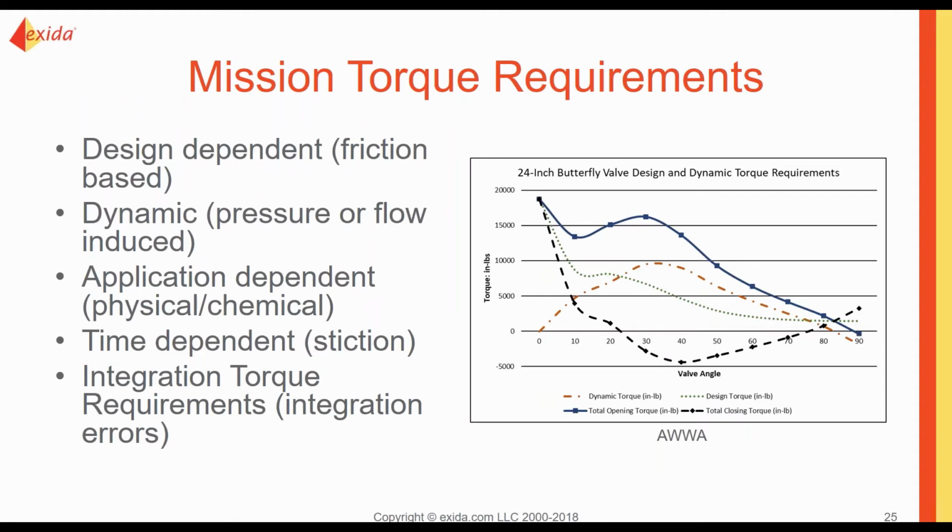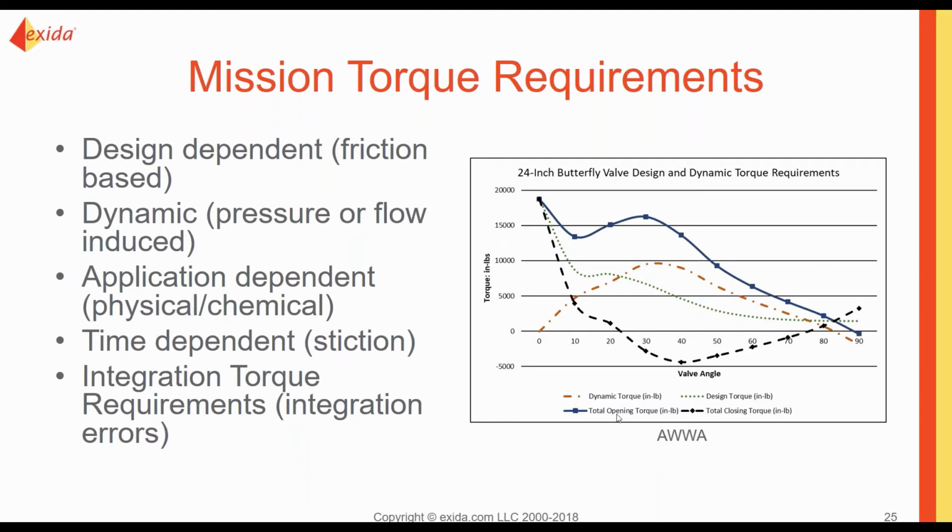This is just a little preview, but a mission torque requirement is going to be the sum of the design dependent torque, which is essentially the friction and the bearing parts within the valve, and the dynamic pressure and flow induced torque requirements. Now, these first two are reasonably well understood and often well documented in the valve and actuator literature.